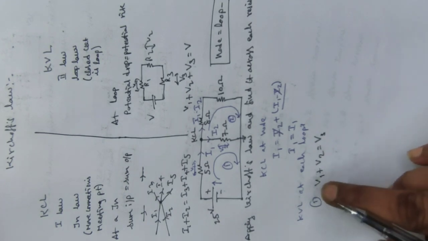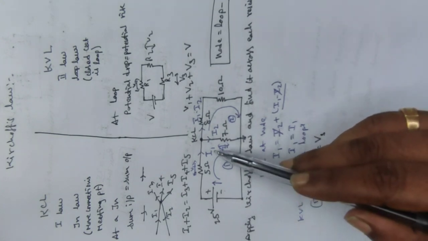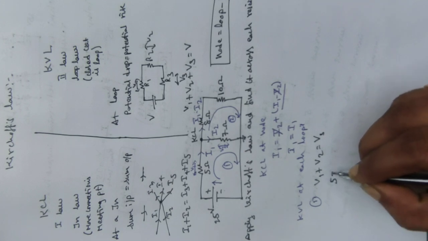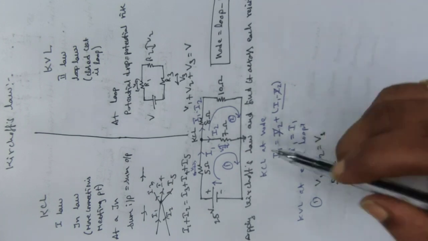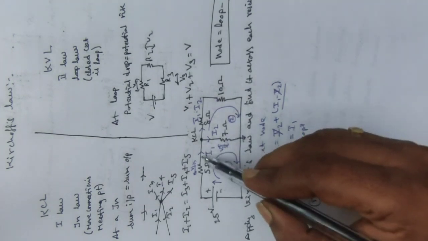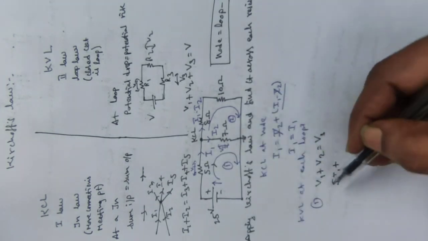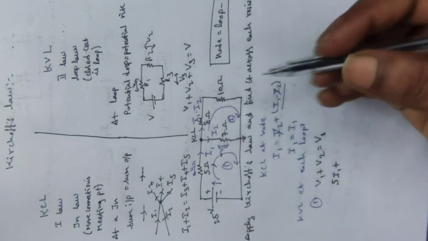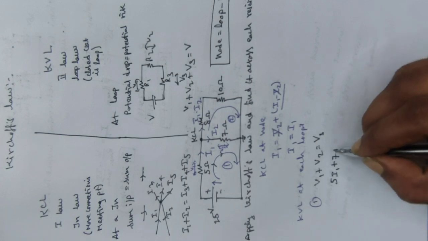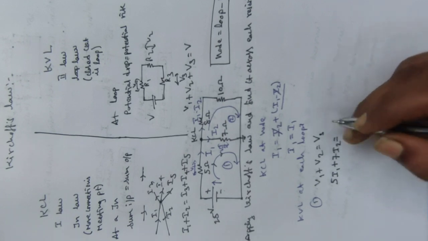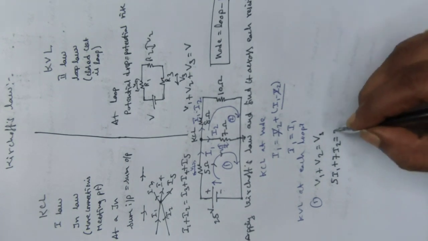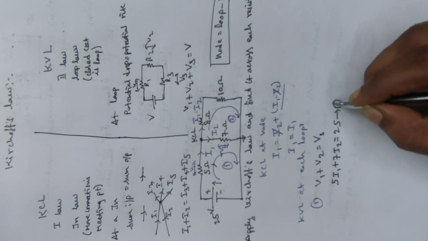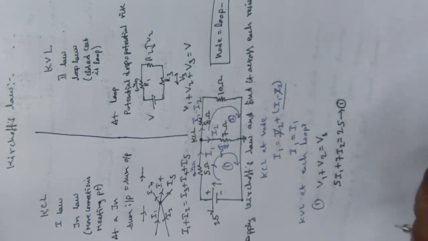V can be rewritten as IR, since that current is I1 and R is 5. So I am replacing that as 5 I1 plus, here also we need to check the current direction. Here it is clockwise, here also clockwise, so I have taken this as a plus. Here also clockwise, the same direction, so here also I am taking this as a plus. So it is 7 I2, which is equal to the source over here, and the source value is 25. This is my equation number 1, which I have obtained from Kirchhoff's voltage law.